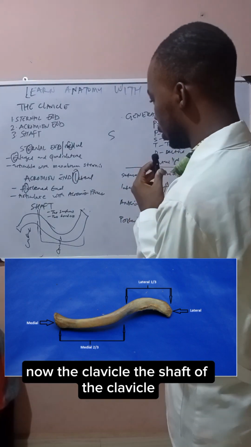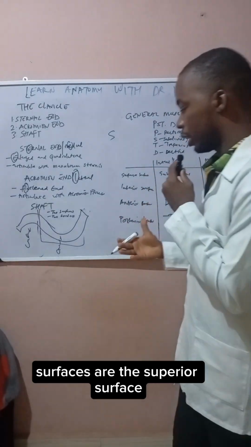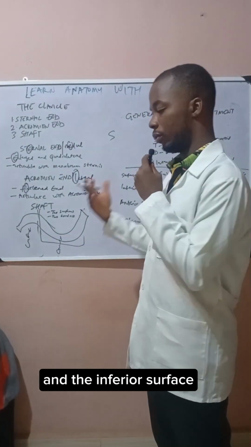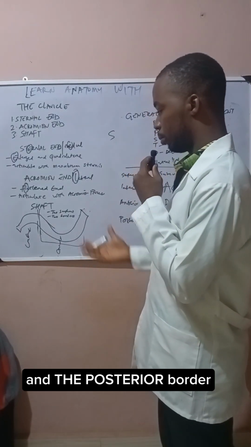Now the shaft of the clavicle has two surfaces and two borders. The surfaces are the superior surface and the inferior surface, while the borders are the anterior border and the posterior border.